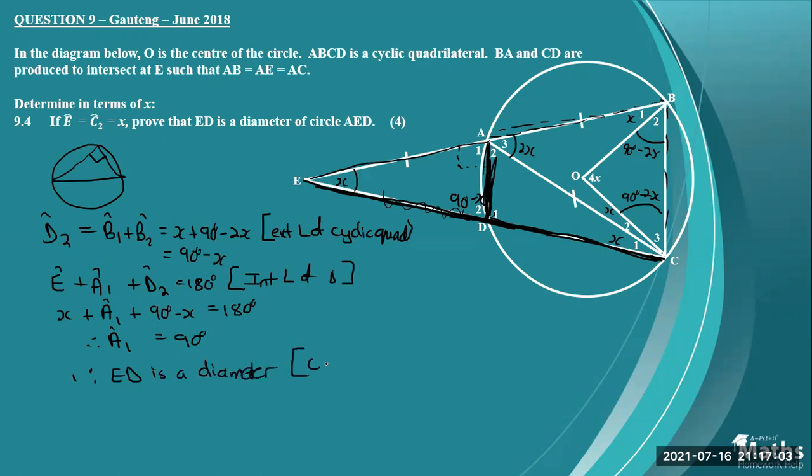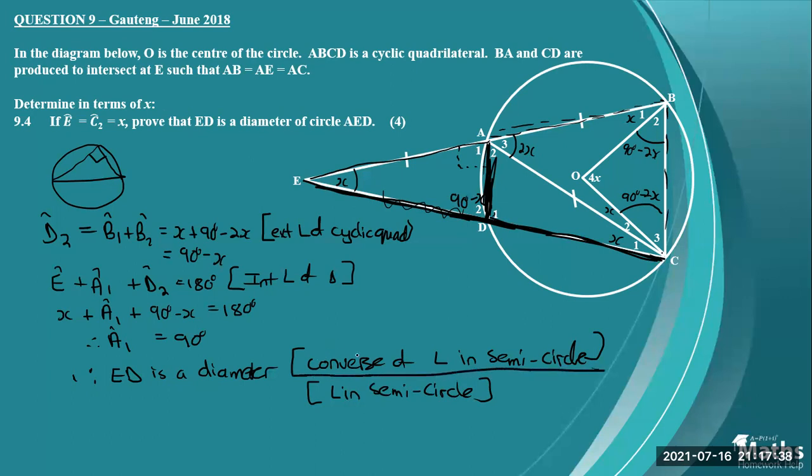I always like just to say converse, meaning the opposite, converse of angle in semicircle. They'd also accept if you just say angle in semicircle. But I prefer to add the word converse because we don't know this is a circle. We had to prove ED is a diameter. So preferably work with that. Converse, meaning the opposite of angle in a semicircle, means that it will be a diameter.